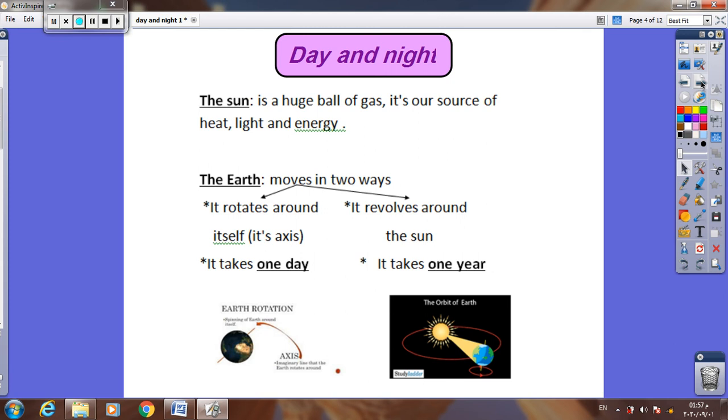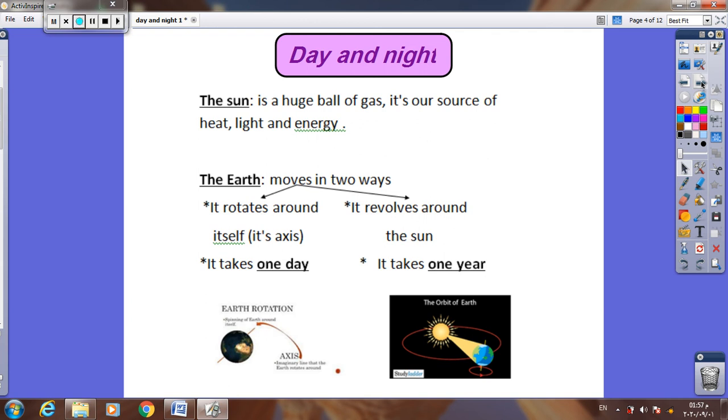And Earth moves in two ways. Number one, it rotates around itself or its axis, and number two, it revolves around the Sun. Again, Primary 2, Earth makes two rotations. Number one, it rotates around itself or its axis. Number two, it revolves around the Sun.